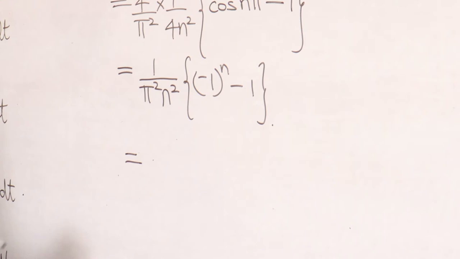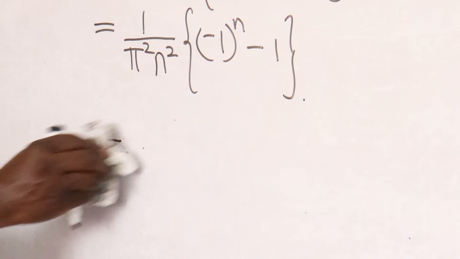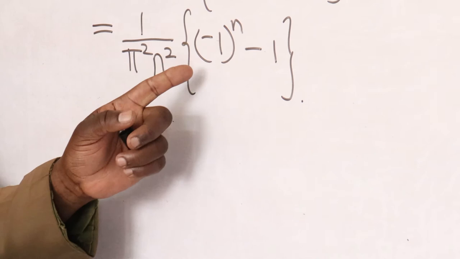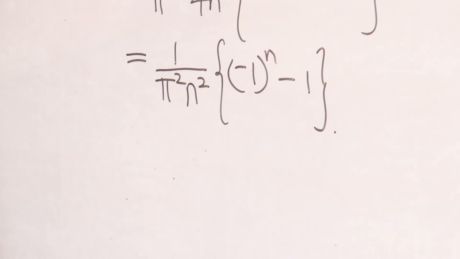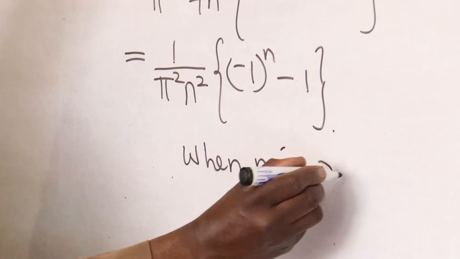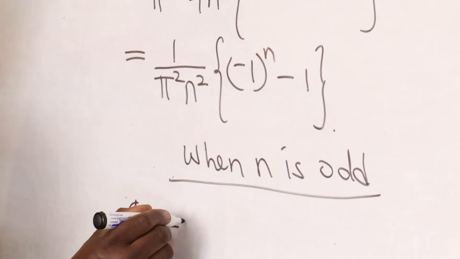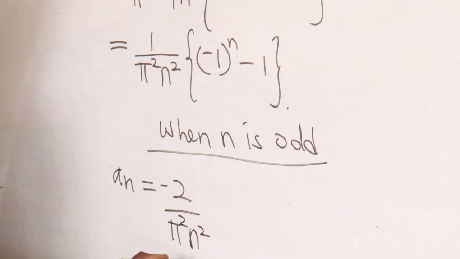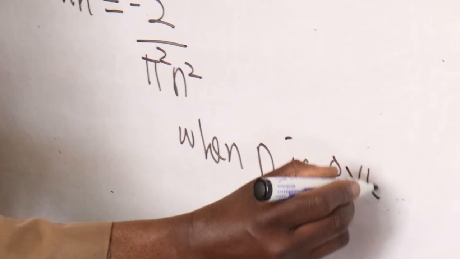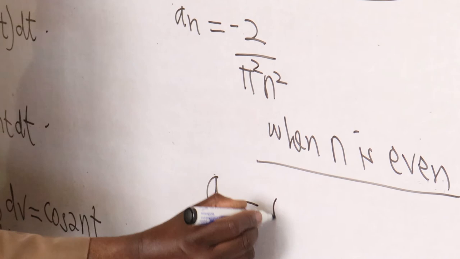So this one, something is going to happen. It is not defined for all values of n. When n is odd, there will be something. When n is even, this one will be positive 1 minus 1, which will be 0. So we say when n is odd, our an will be equal to negative 2 all over pi squared n squared. And when n is even, an will be equal to 0.